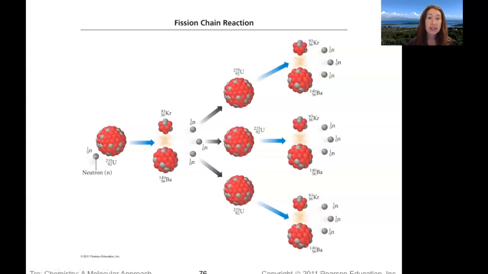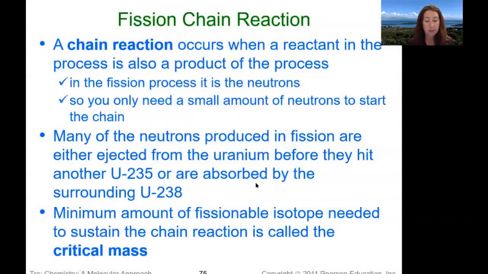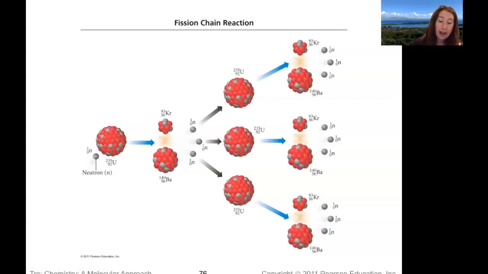So here's an example of what happens at the very beginning of what we would call a chain reaction. You need enough so that every time you release these 3, you hit another uranium-235.